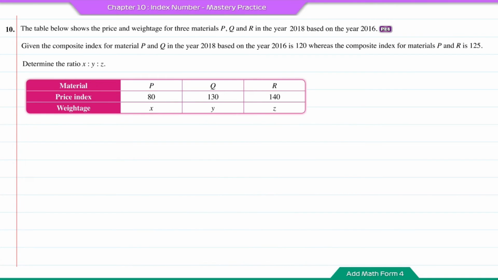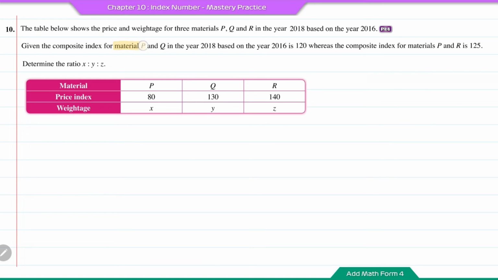Question 11. The table below shows the price and weightage for 3 materials P, Q, and R in the year 2018 based on the year 2016. Given the composite index for materials P and Q in the year 2018 based on the year 2016 is 120, whereas the composite index for materials P and R is 125. Determine the ratio of X to Y to Z.